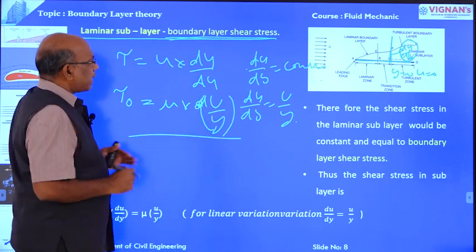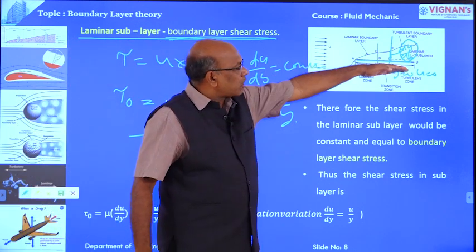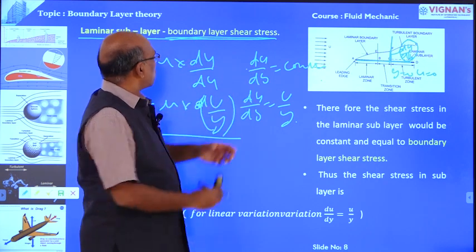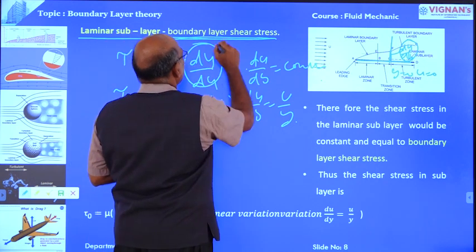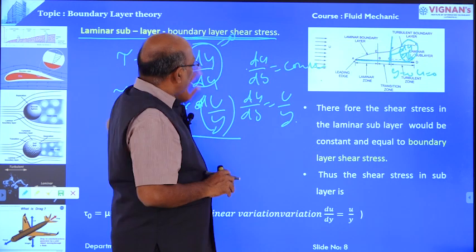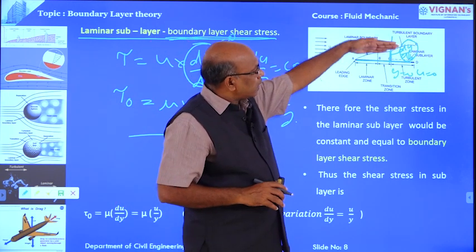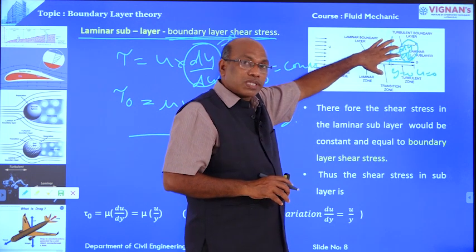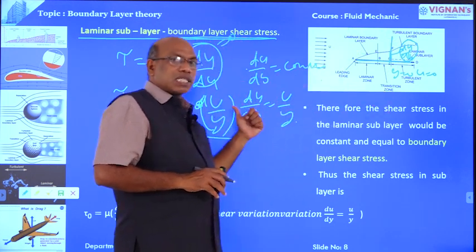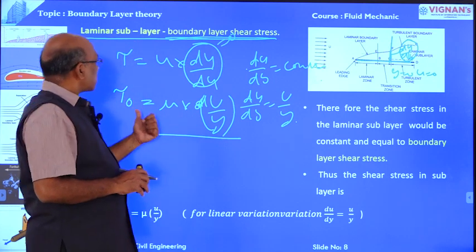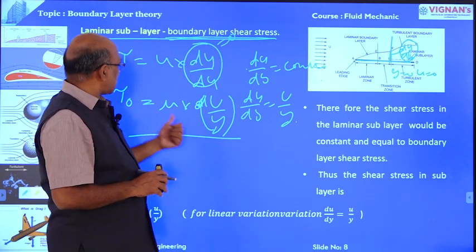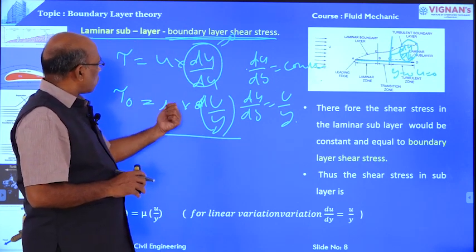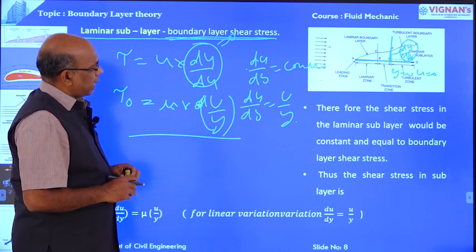Strictly speaking, at y equal to 0, over the boundary, shear stress and du by dy would be 0 in the general case. But here, over the boundary, the velocity variations are affected by viscous forces. Even though shear stress exists here, that shear stress is known as the boundary layer shear stress, tau 0 equal to mu into u by y.